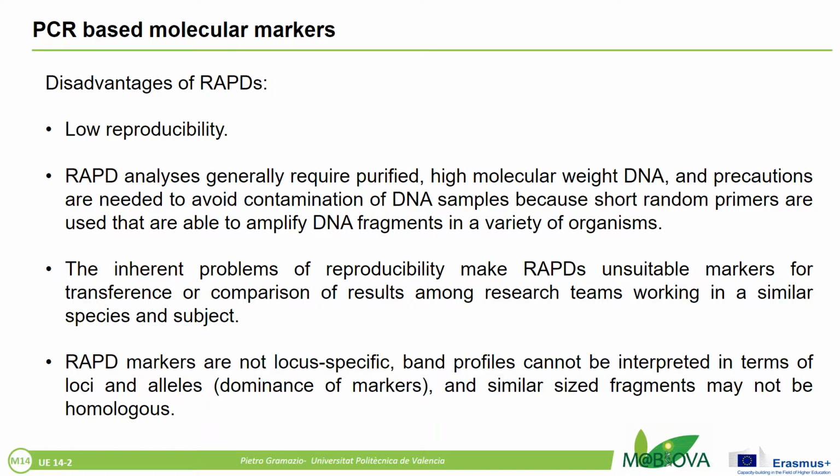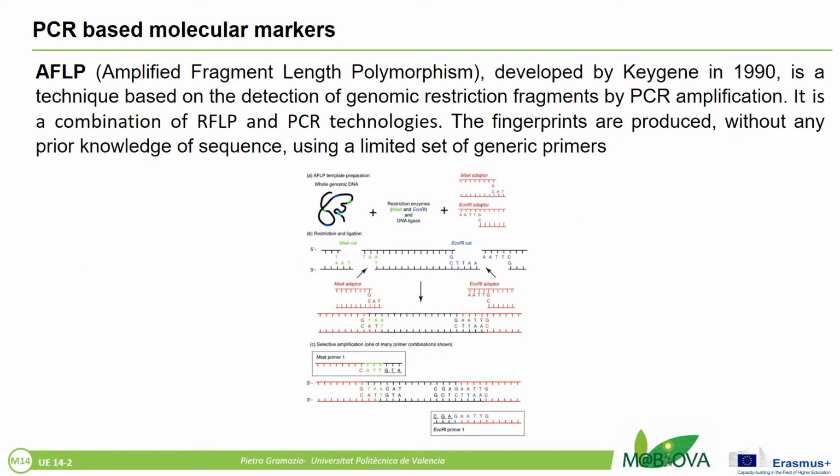Also, the inherent problems of reproducibility make RAPDs unsuitable markers for transferability or comparison of results among research teams working on a similar species and subject. And also, RAPDs are not locus specific, so band profiles cannot be interpreted in terms of loci and alleles, so dominance of the marker, and similar size fragments may not be homologous. So let's move to AFLPs.